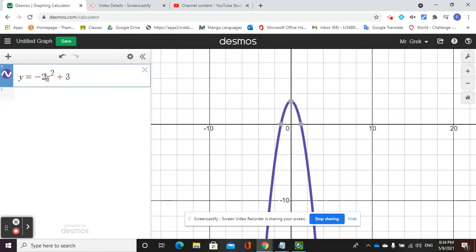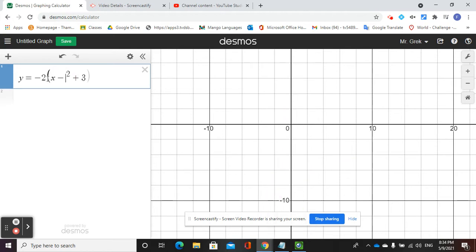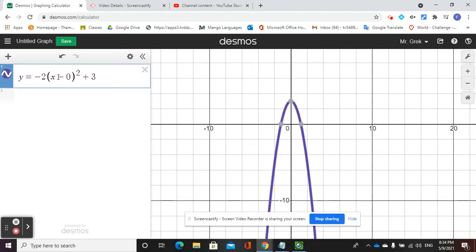We could have written this. It really is the same as saying x minus 0 squared plus 3. But we don't need to include the minus 0, because it's not going to change our equation. It's not going to change our graph. So vertex form is another way that we can write the equation of a quadratic relation, and it's going to allow us to find the direction of opening, and it's going to allow us to know the vertex.